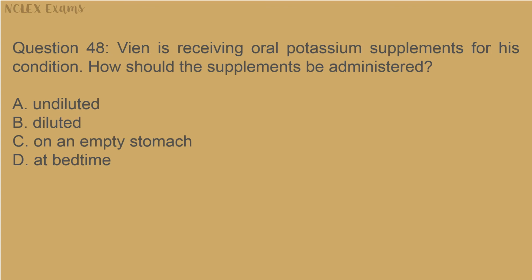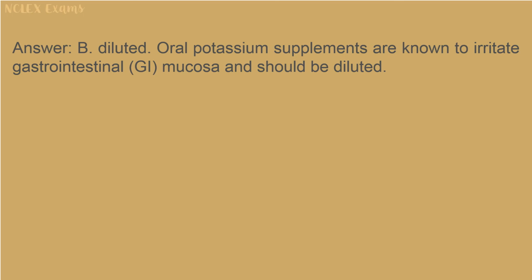Question 48. Veen is receiving oral potassium supplements for his condition. How should the supplements be administered? A. Undiluted. B. Diluted. C. On an empty stomach. D. At bedtime. Answer B. Diluted. Oral potassium supplements are known to irritate gastrointestinal (GI) mucosa and should be diluted.